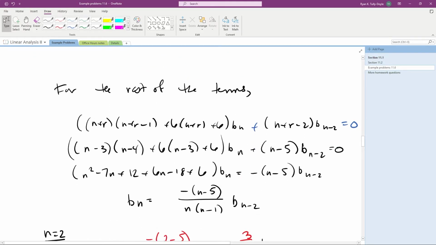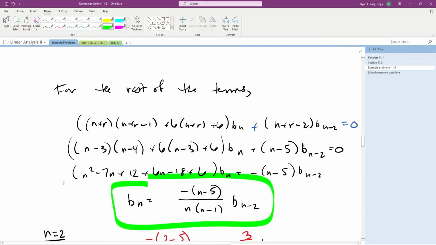And so for the rest of the terms, we can plug r equal to -3 into the rest of the recurrence relation and reduce it algebraically. And I believe what we end up with in that case is this. So that's the recurrence relation for all the rest of the terms, n equal to 2, 3, 4, and so on. Remember, b0 and b1 are arbitrary.